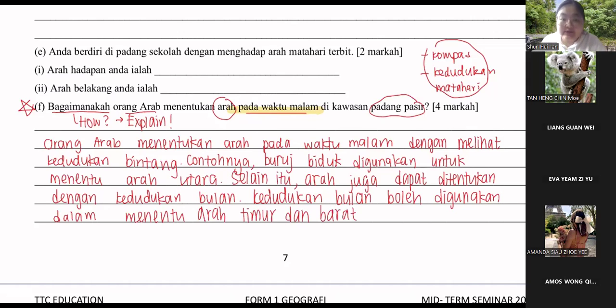Okay, so here I gave you two ways. The first one, the first mark comes from, you tell me, look at the star. All right, look at the star and the Polaris is able to help me find out the north. And the second, you tell me, based on the moon, and the moon is able to help us find out timur and barat. Okay? Same, yeah? Let me know if you're done, then we will move on. So all of you are good, right?